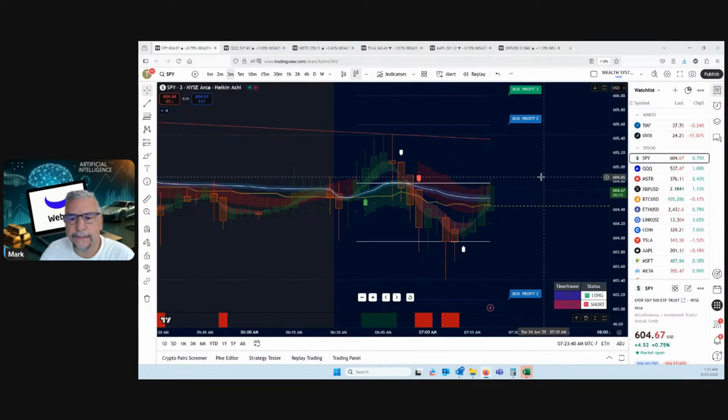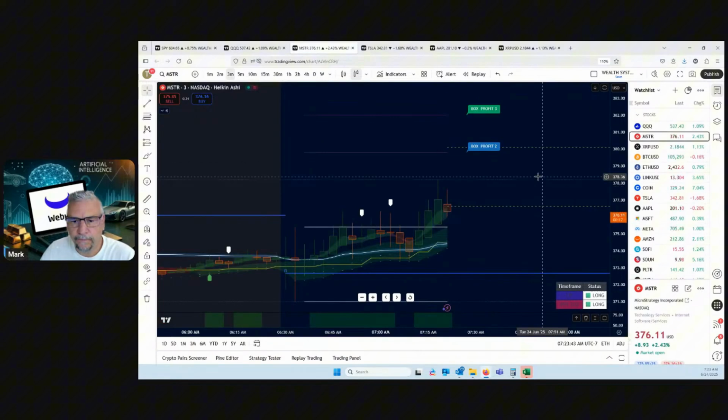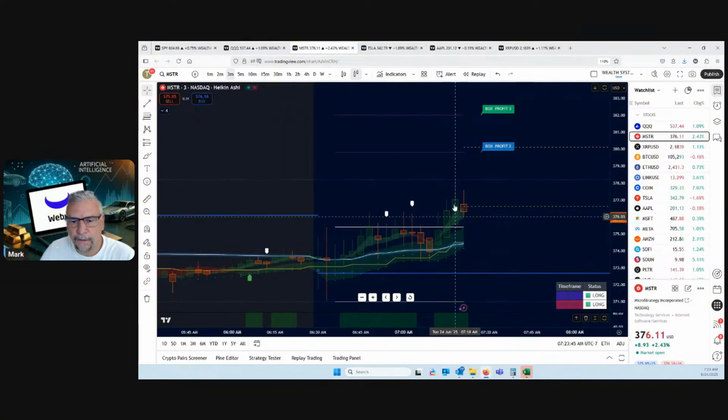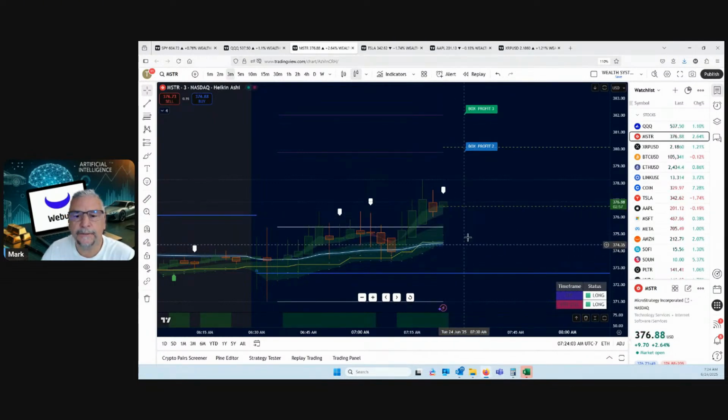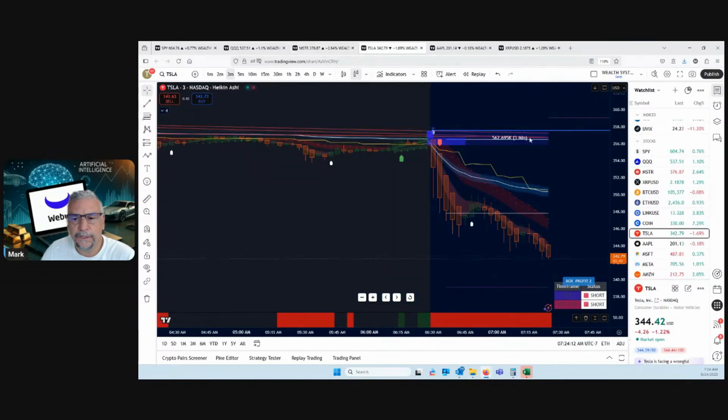All right, so let's see, MSTR. Looks like it has a candle opening above the opening high. So we'll see if this retests back to the opening high and then decides to move forward, or if it will come back and enter back into the opening box. Just for information, we're on the 3-minute charts right now, and let's look at Tesla.